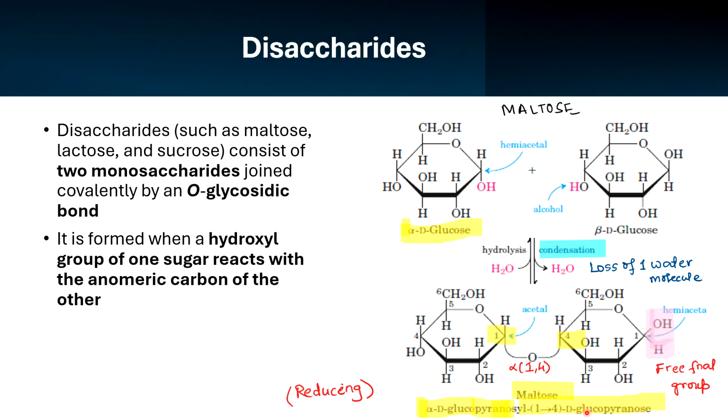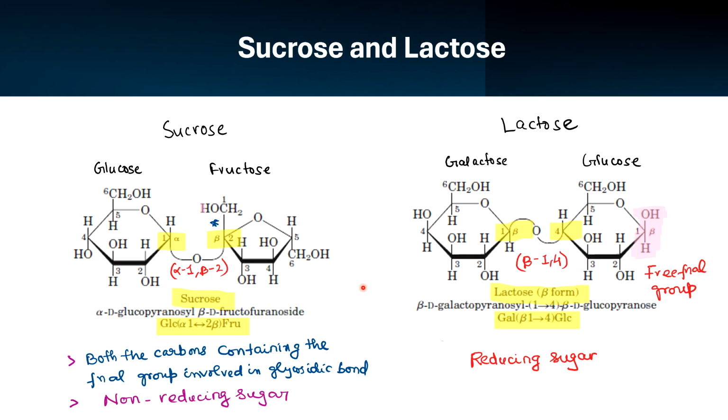So for maltose, we need to remember three things. Maltose is made up of two glucose units. The linkage is alpha 1,4 glycosidic linkage and it is an example of a reducing sugar. Is that clear? Let's move on to the second example, that is sucrose.